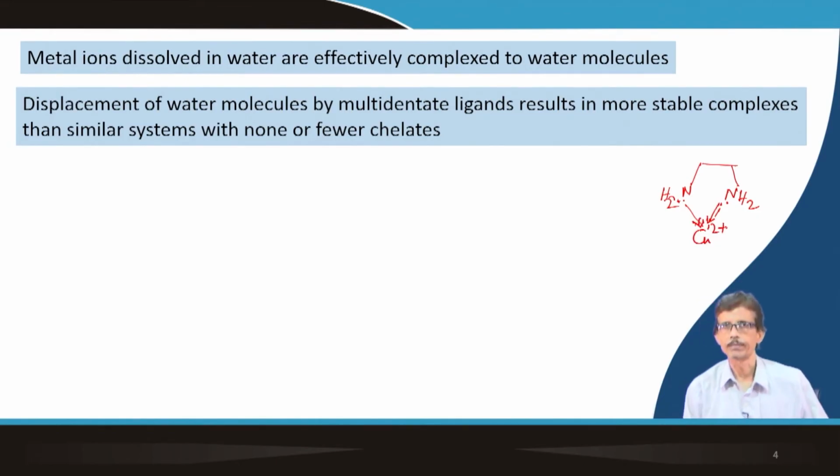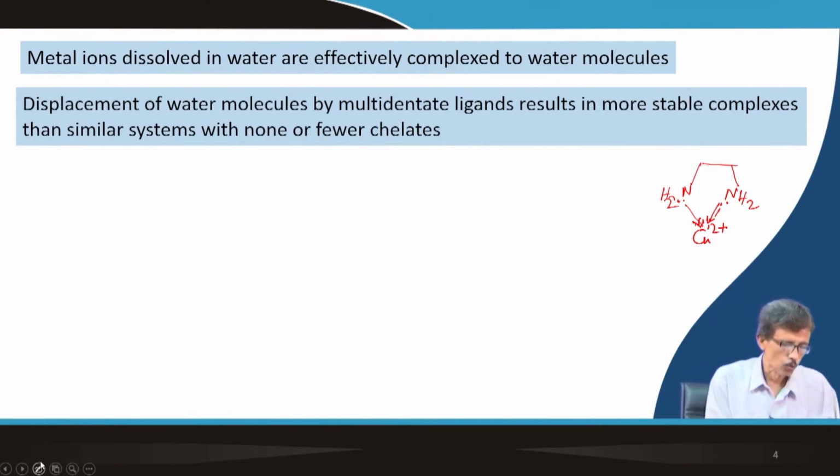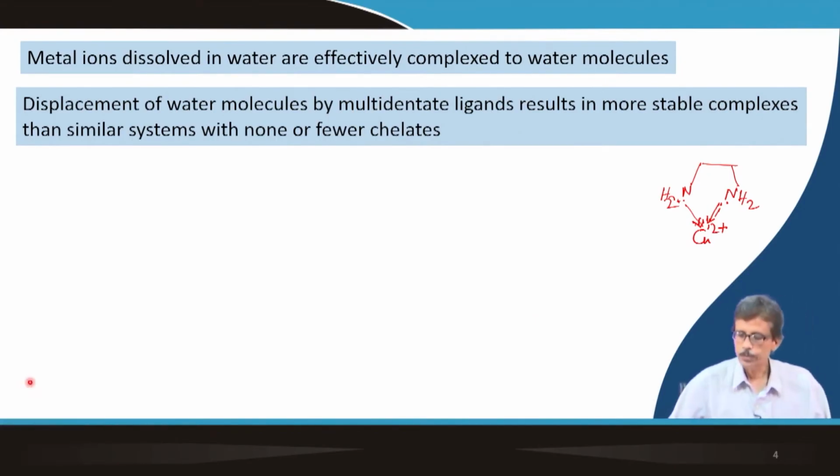So, what is this arrangement? We have seen that you can have water molecules and the water molecules are displaced. So, you can bring something which is ethylene diamine, which is NH2, CH2, CH2 and NH2. This can function as a bidentate ligand, so it can occupy two adjacent positions around the same copper center.